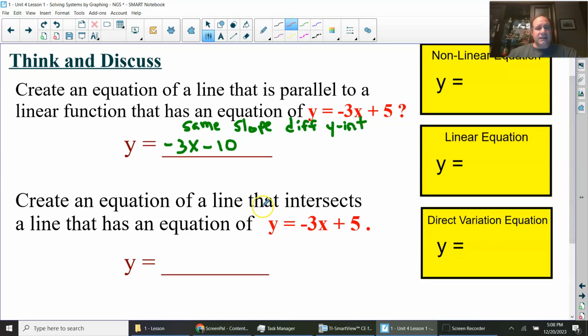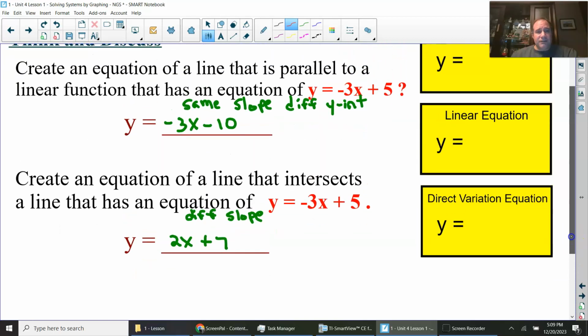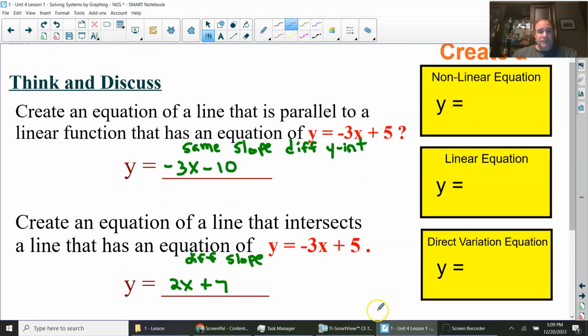Creating an equation of a line that intersects the line with an equation of y equals -3x plus 5. Just remember, it just has to have a different slope to intersect once. Different slope. So I'm just going to put y equals 2x plus 7. So it's just a different slope. It doesn't matter if the y-intercepts are the same. Different slopes will intersect.